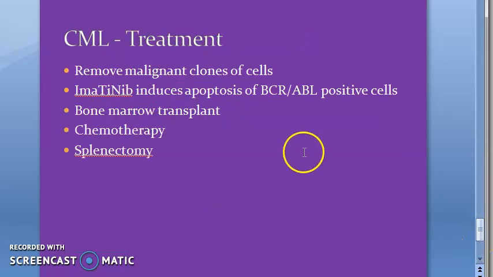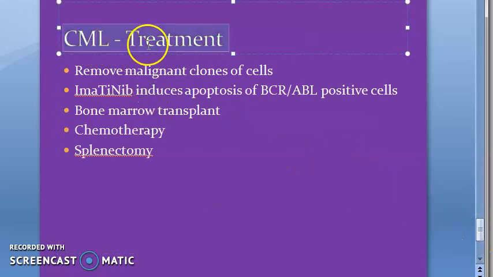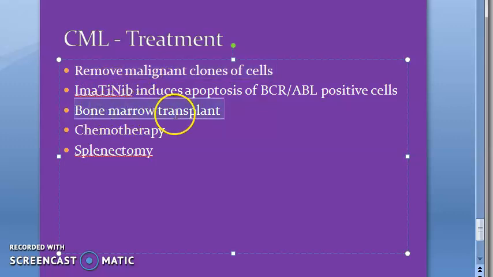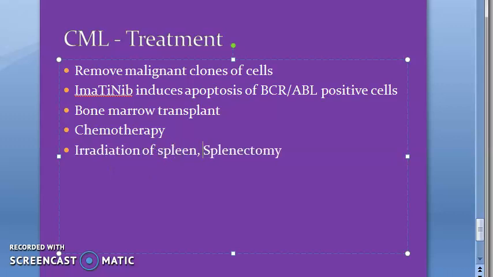Let's move on. Last slide here, treatment of chronic myeloid leukemia. So what all treatment can you give? You can remove all the malignant clones, okay? That is nice, na? And then you can do bone marrow transplant, chemotherapy. All these are standard things you will write for neoplasia. Splenectomy or irradiation of spleen. Something like this was written in the textbook. And Imatinib induces apoptosis of these BCR-ABL positive cells. This is the only unique thing that you have to know.